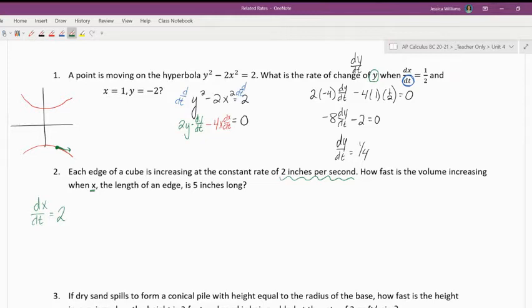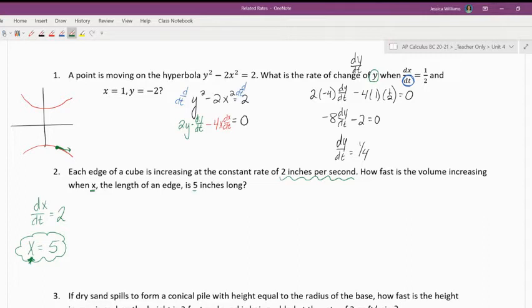The other thing they tell me is that they want to know what's going on when x is 5. This is an instant in time piece of information. That's not a forever piece of information. This cube is growing, so the edges are not always 5 inches long. They just want to know how the volume is changing at that instant. So this is not something I'm going to use until after I've taken a derivative, and then I can plug it in.